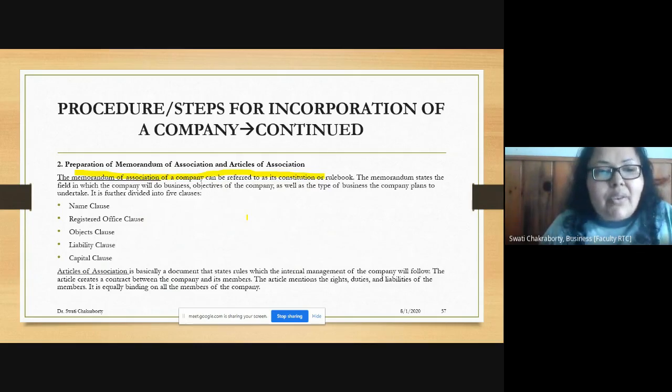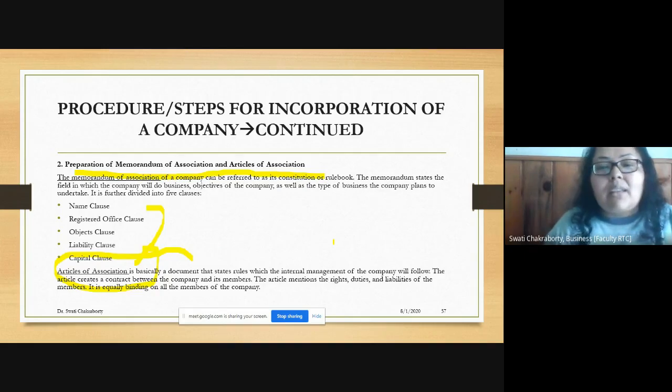As we've already discussed that in detail. For the MOA, you have to name the clauses, registered office name. There are 5 clauses involved there. One is the name of the company, the registered office, the objects, the liability, and the capital, right? And after that comes the AOA, where all the duties, responsibilities, and liabilities of the members are specified.